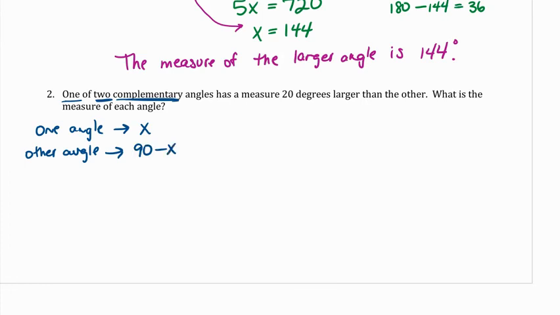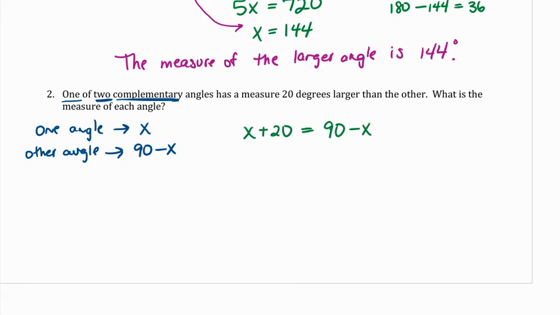Okay, so then to set up my equation, I know one of my angles, so X, has a measure that's 20 degrees larger than the other. So one of my angles is 20 degrees bigger. So I'm going to say that this one's bigger, so I'm going to do X plus 20. And then that's going to be equal to my other angle, which is 90 minus X, okay?